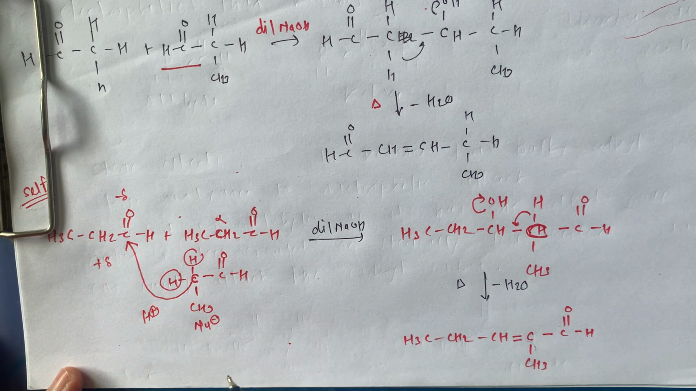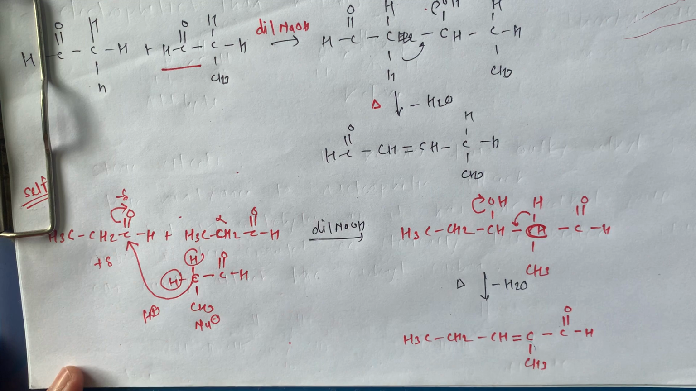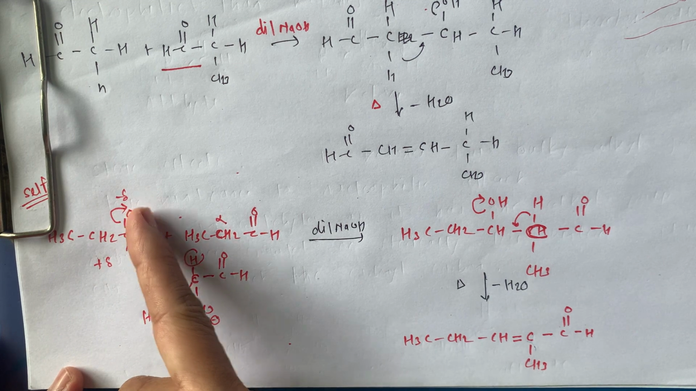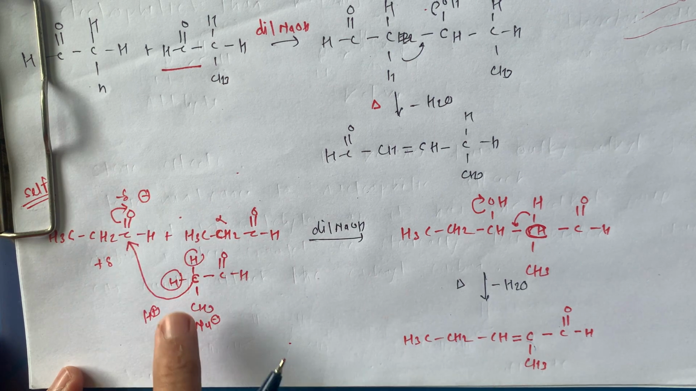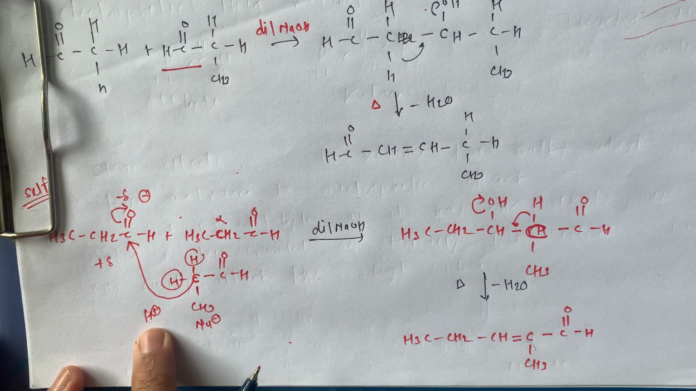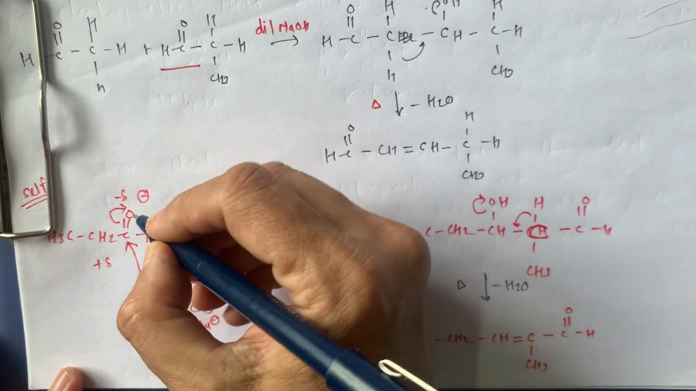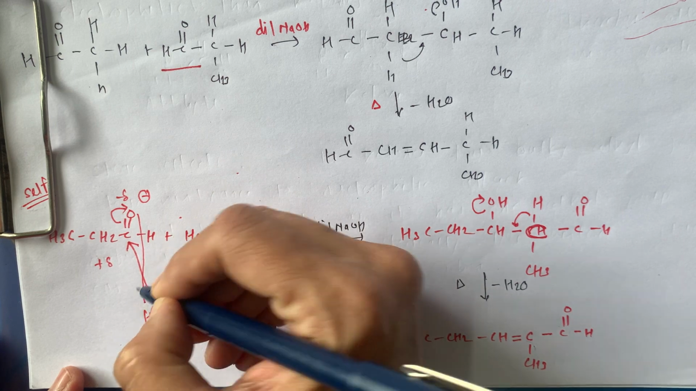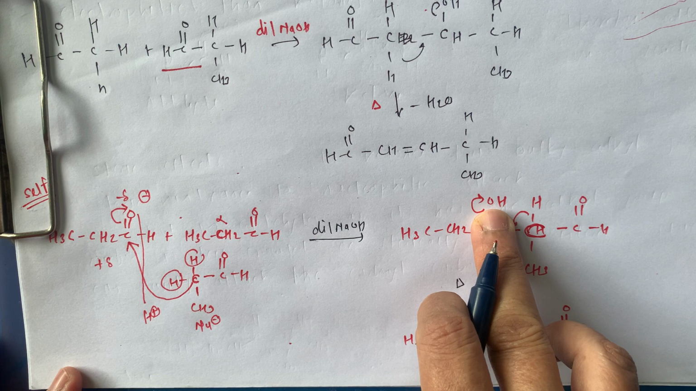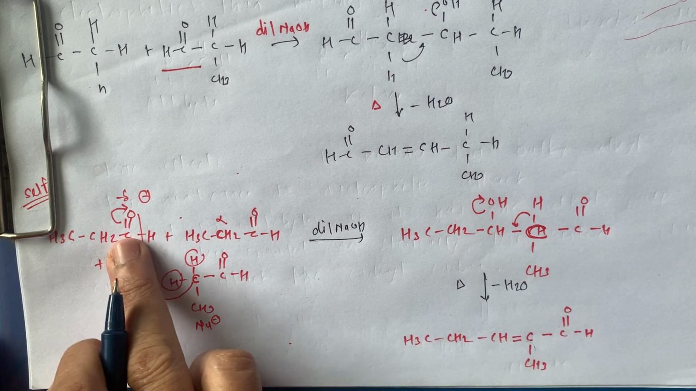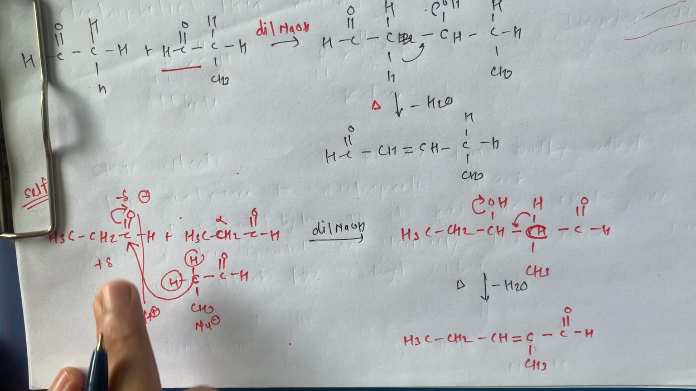So what is going to happen then? This H is abstracted, so this bond is going to shift like this. It will form O minus: the delta minus is converted into O negative charge. This H acquires positive charge and reacts with this oxygen, forming OH. And this C is going to attach to this C, meaning the alpha carbon is going to attach to the carbonyl carbon.